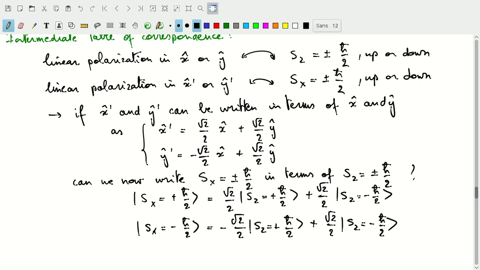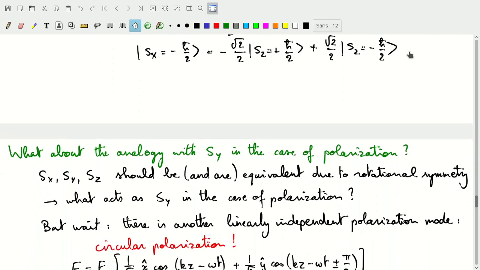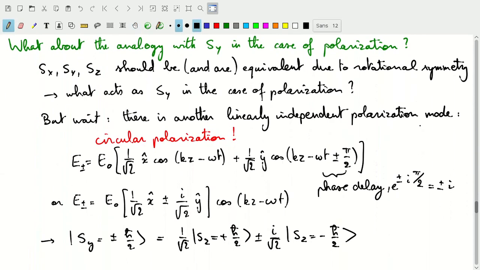And so we write that as a linear combination of our Sz equals plus h bar over 2 and our Sz equals minus h bar over 2 states. And similarly, we can do that for our Sx equal to minus h bar over 2 state, which will then of course pick up this minus sign here, which we get in our y prime state in the case of the linear light polarization. Okay, so now what about this Sy polarization state?